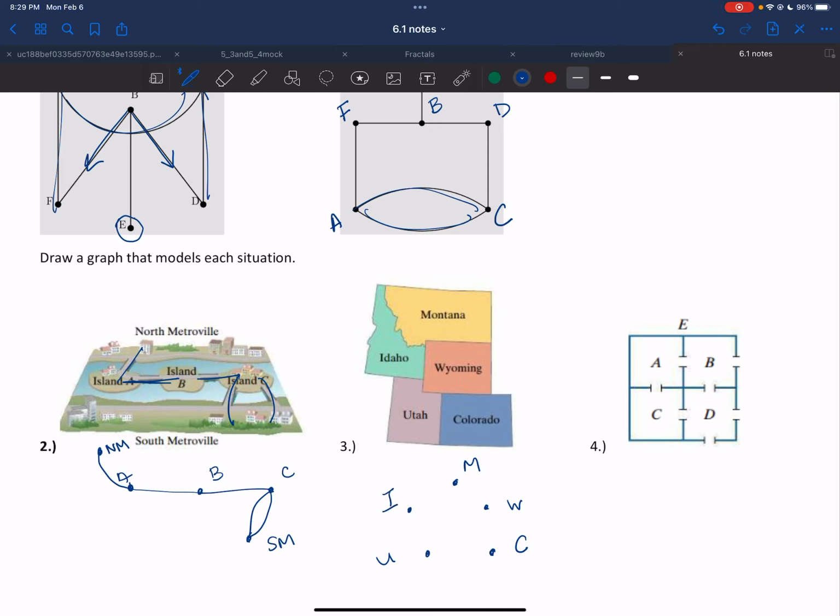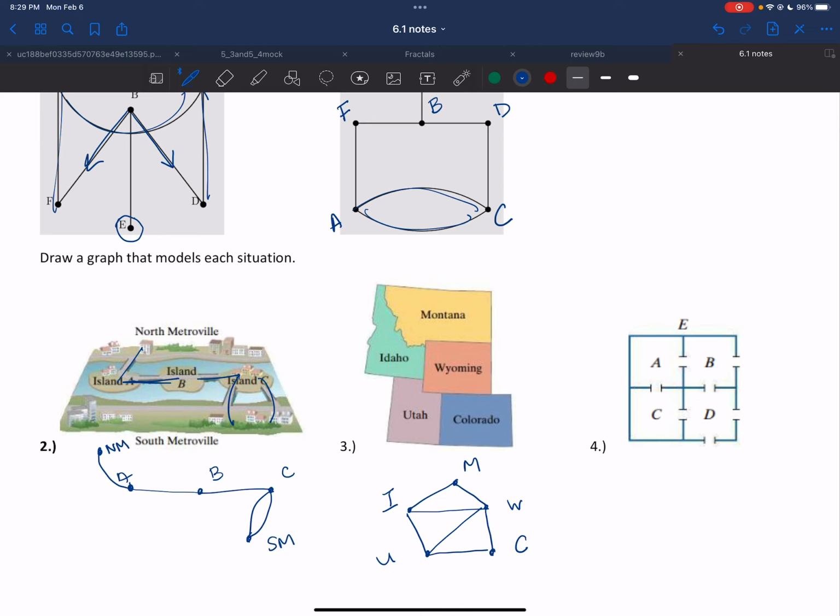So Montana is touching Wyoming and Idaho. Idaho is also touching Wyoming, but it's touching Utah and Montana. Utah is touching Idaho, which we have, Wyoming, and then Colorado. And then Colorado is touching Wyoming and Utah.